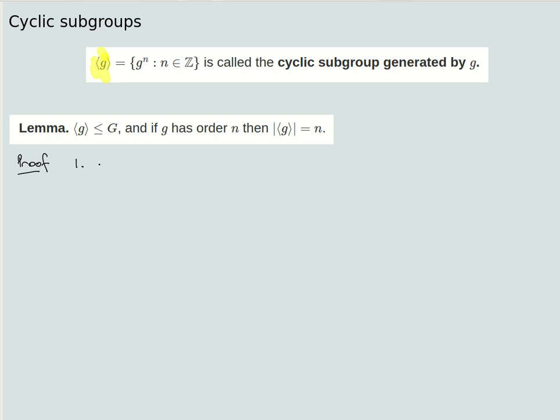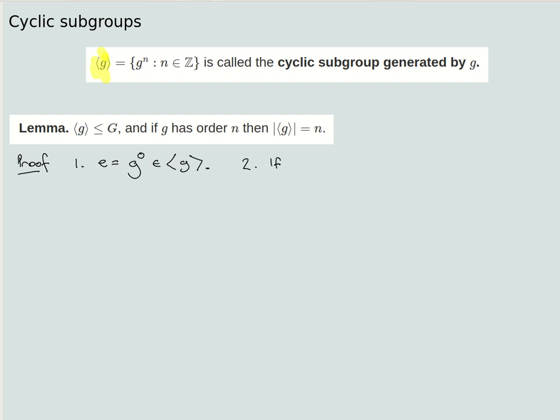So the identity is equal to g to the 0. That's the definition of g to the 0. And the pointy brackets g, this cyclic subgroup, was the set of all powers. So this thing really is in it. So we've passed the first subgroup test. Okay, part 2. Part 2 was closure under inverses.